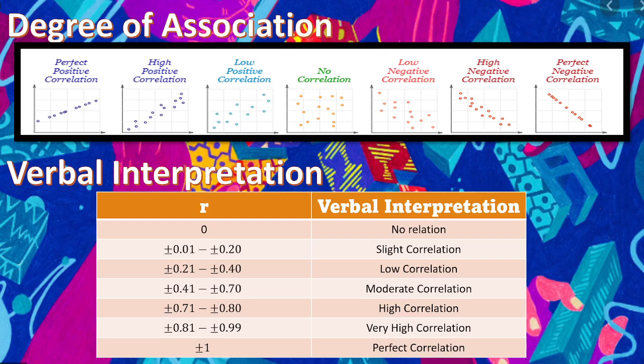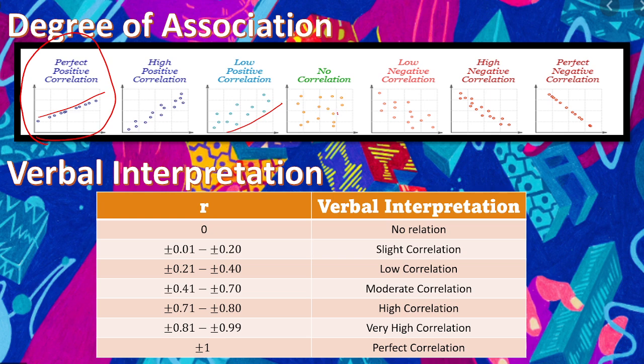Okay, so from here, ito yung degree of association natin. Kapag ganito yung graph natin, so pataas siya, ayan, meron tayong perfect positive correlation. Okay, kapag pataas pero medyo hiwa-hiwalay, meron tayong high positive correlation. Okay, pero pag pataas pa rin, pero medyo kalat, low positive correlation. Okay, basta alam natin na yung data natin ay papataas.